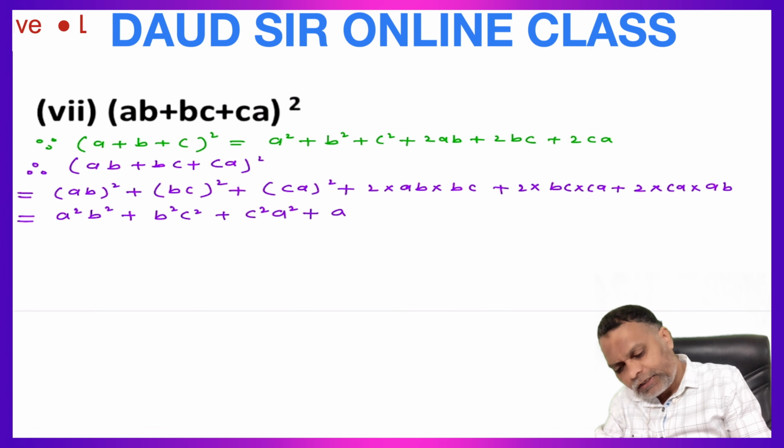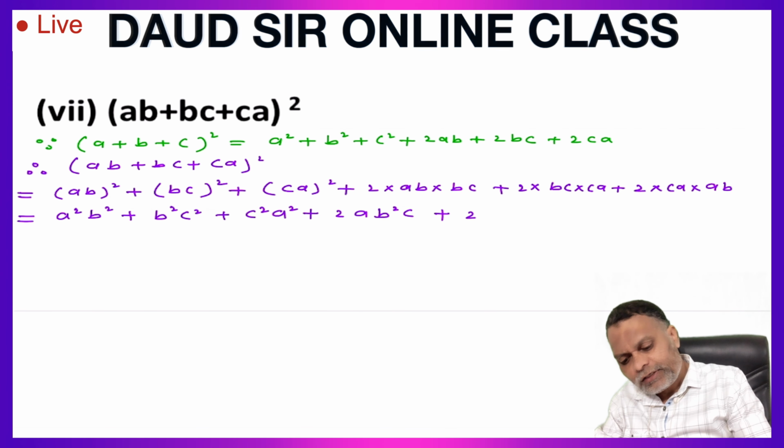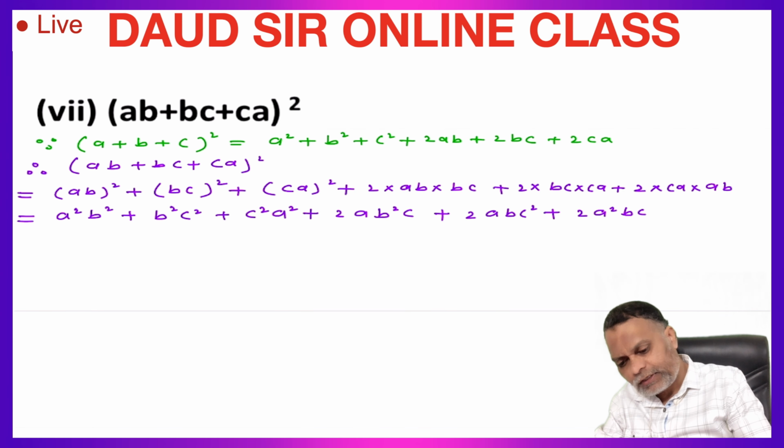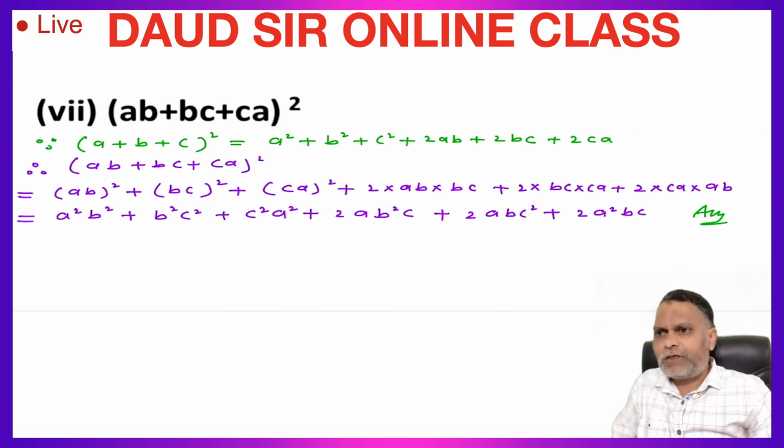2ab square c, plus 2bc ca, abc square, plus 2ca into ab, a square bc. This is the required expanded form of (ab + bc + ca) whole square.